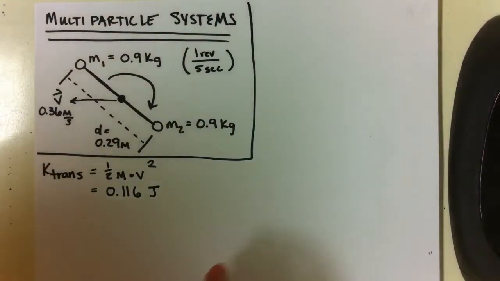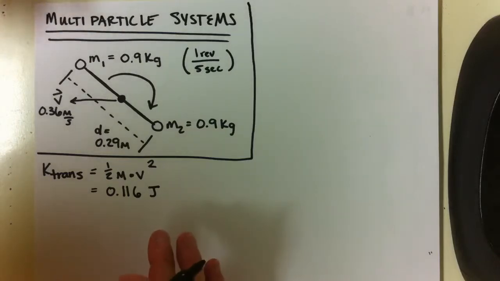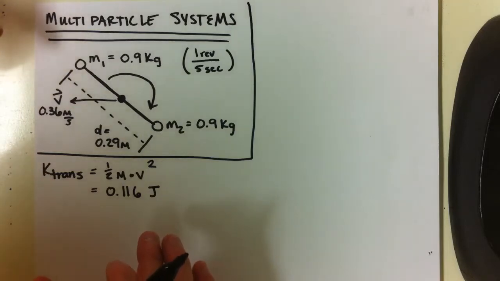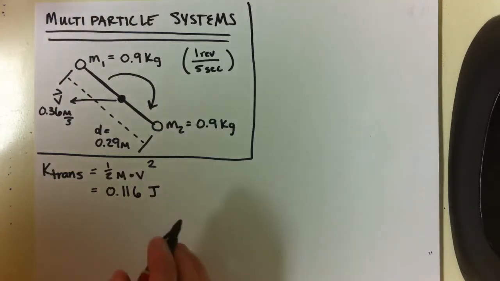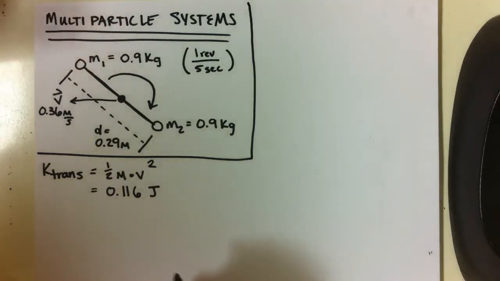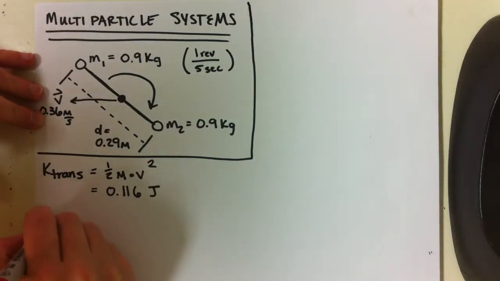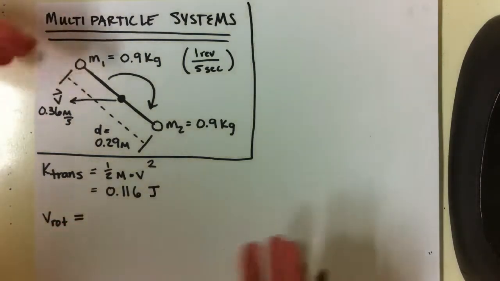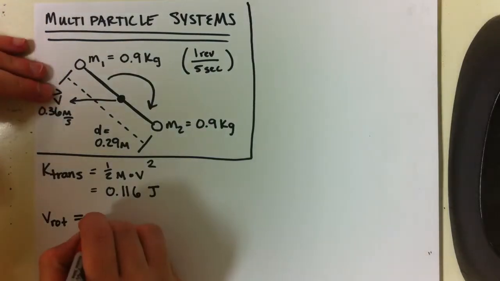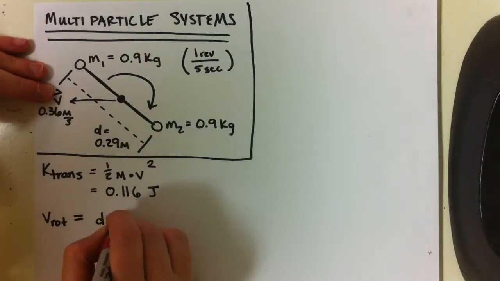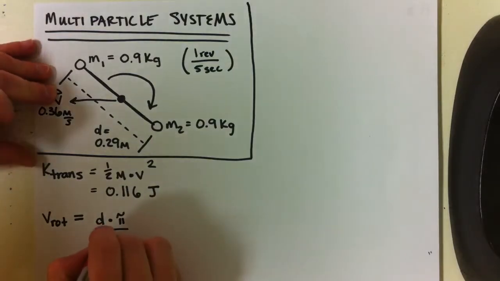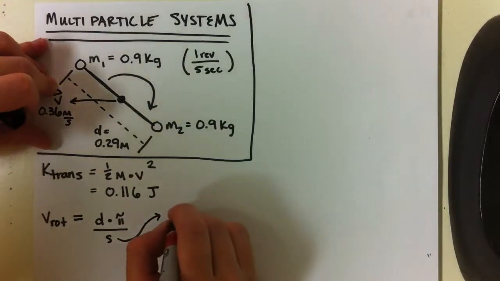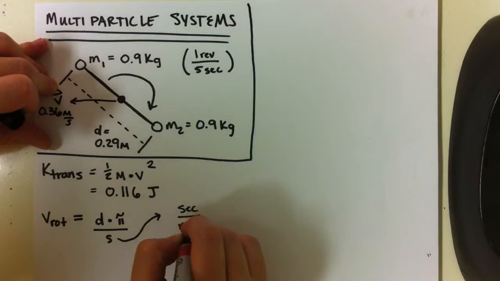Now next, considering all the motion of the barbell relative to the center of mass, what we're looking for is the speed of one of the balls as it rotates around the center of the barbell. Now to find this, we have to do a little bit of work. So we're looking for the rotational velocity. And the rotational velocity is equal to the distance times pi over seconds. And the seconds is seconds per revolution.